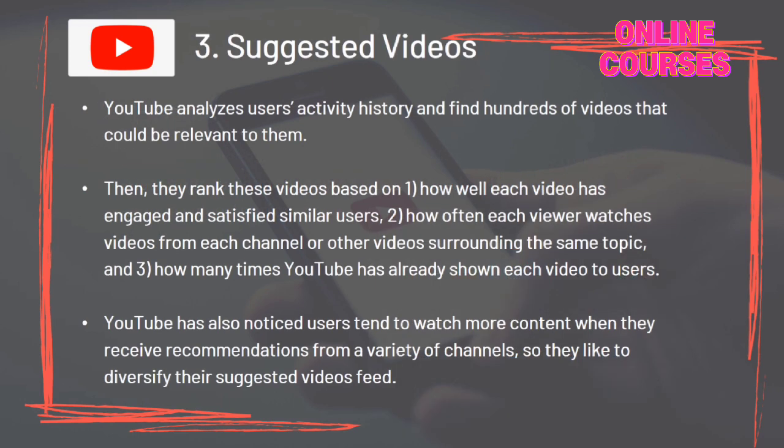3. Suggested videos. YouTube analyzes users' activity history and finds hundreds of videos that could be relevant to them. Then they rank these videos based on 1. How well each video has engaged and satisfied similar users. 2. How often each viewer watches videos from each channel or other videos surrounding the same topic. And 3. How many times YouTube has already shown each video to users.